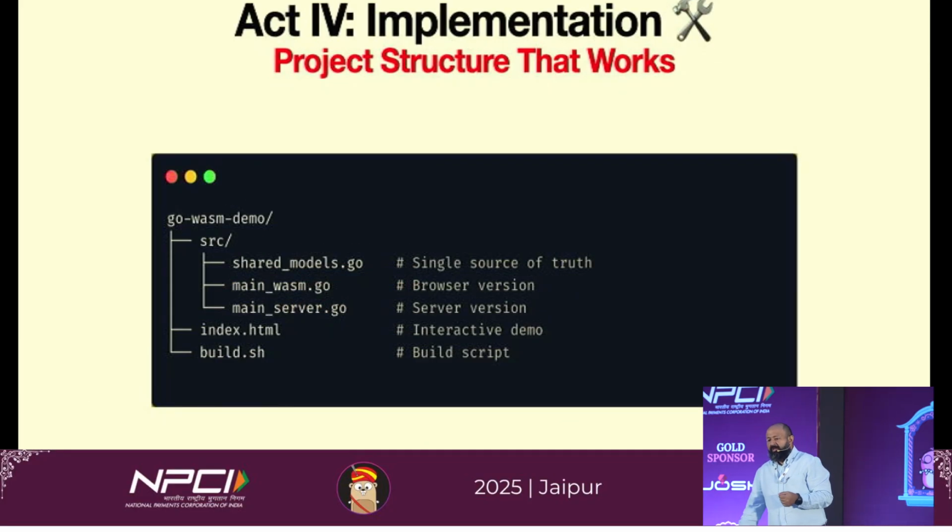Okay. So quickly, now we come to Act 4. Alex is going to show you how he implemented things. We look at a small snippet of exactly how the project is structured. We have the Go WASM demo repository, and under that we have a source directory.